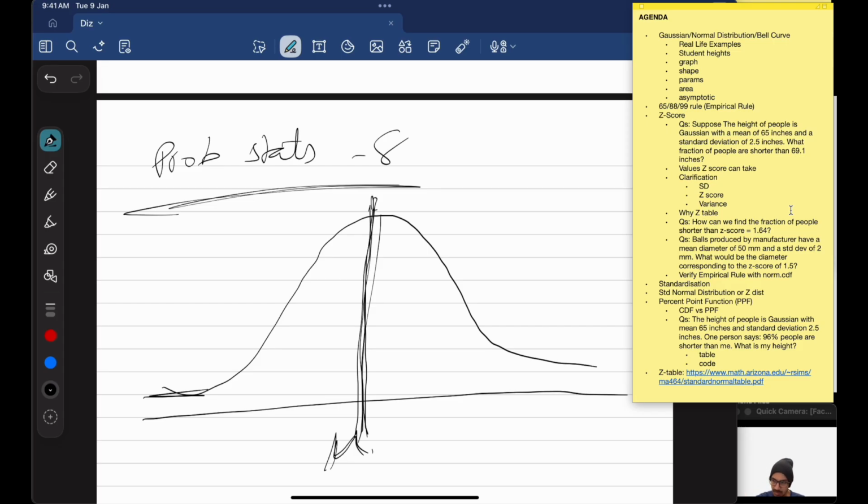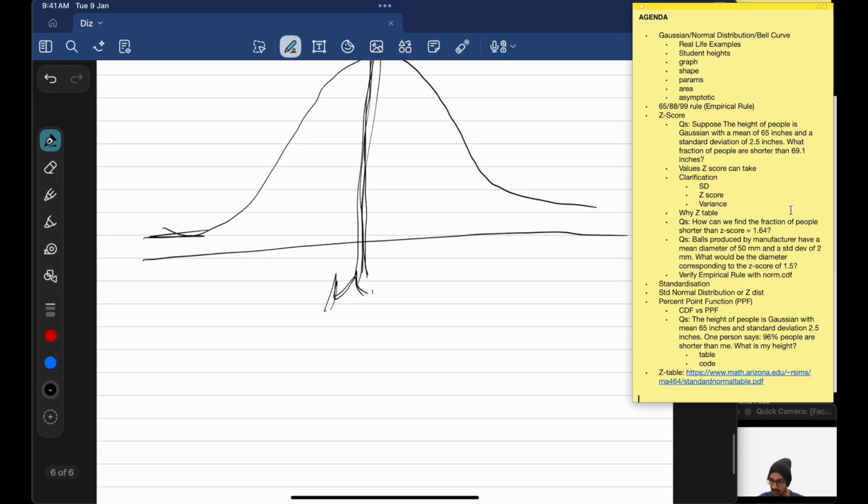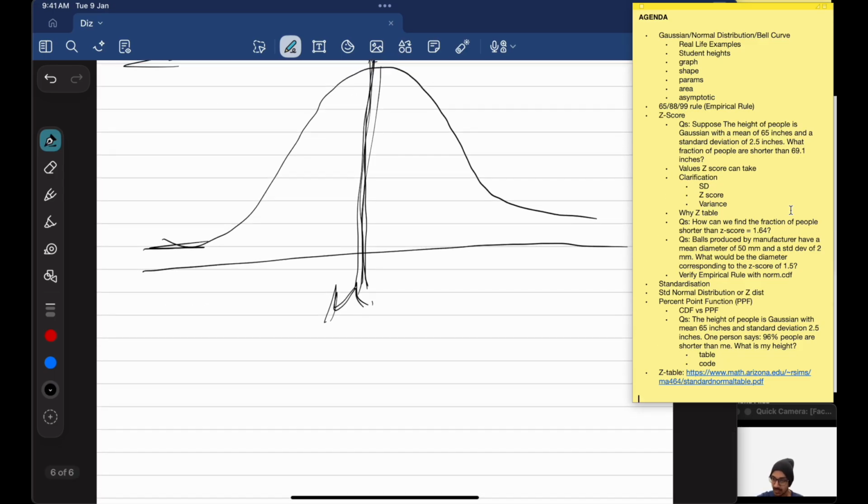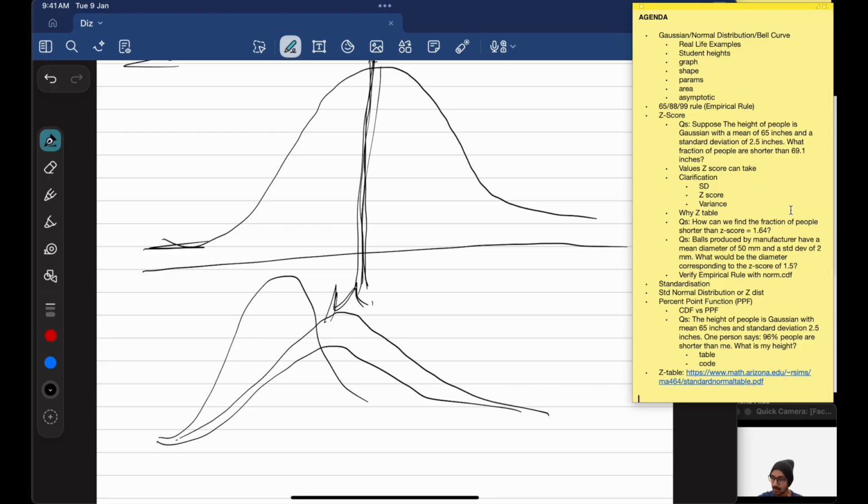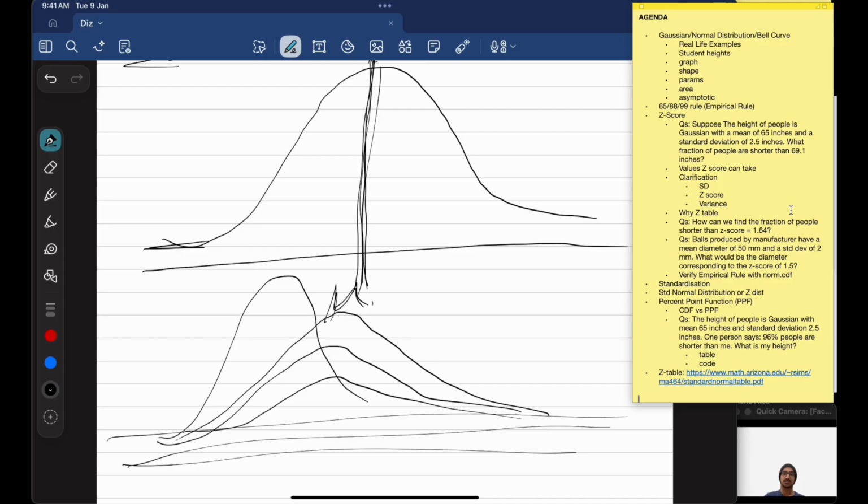bell curve. So a bell curve does not mean it has to be exactly tall like this. It can be like this, or like this, or like this. We already know the standard deviation, right? As the standard deviation increases, the curve stretches, and the smaller the standard deviation, the narrower the bell will be. So those are some examples.